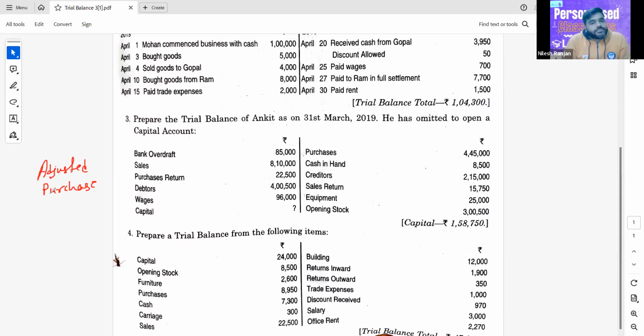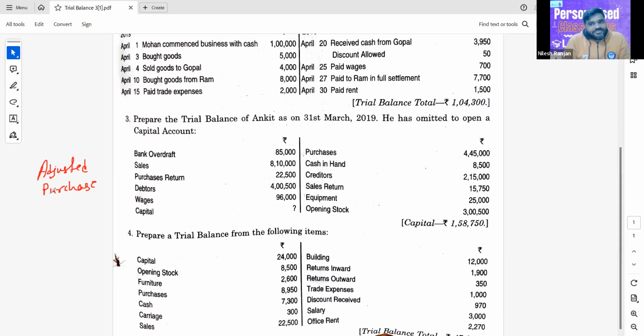Okay. But can you tell me, if adjusted purchase is not given and there is no cost of goods sold also, then where will closing stock go if it is given in the question? Then it will go on the credit side. No, closing stock will not be shown in the trial balance. You have to remember these things in order to solve the question correctly.